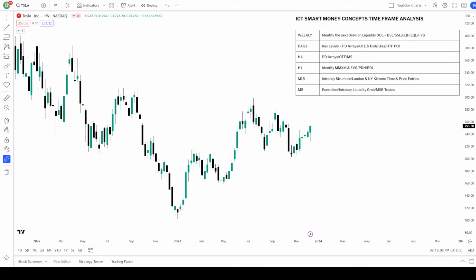Can you all see the chart that I'm sharing with you? Give me a thumbs up or an okay or something. All right, we're good to go.